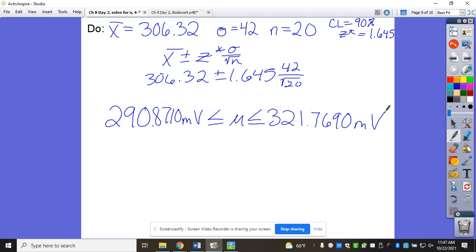What's the little MV thing mean? It gave us our units that way for standard deviation, which means our units would be that same way for the values. What does MV stand for? Millivolts.